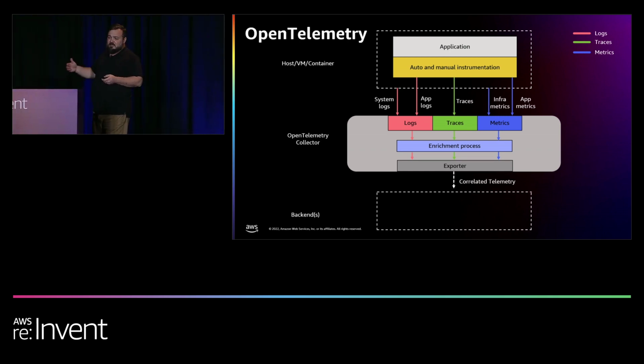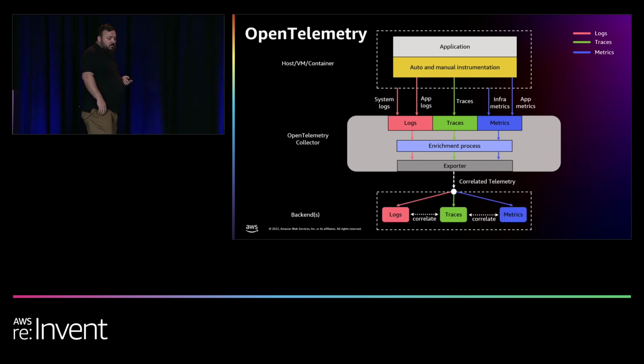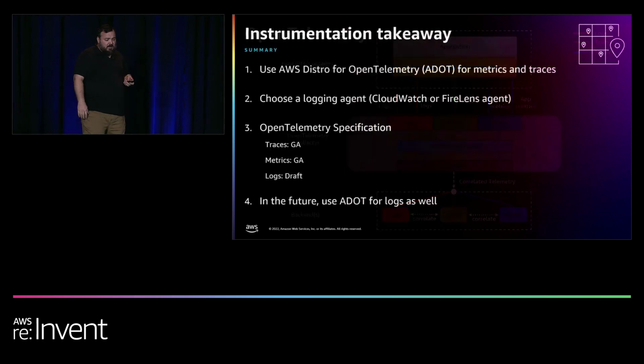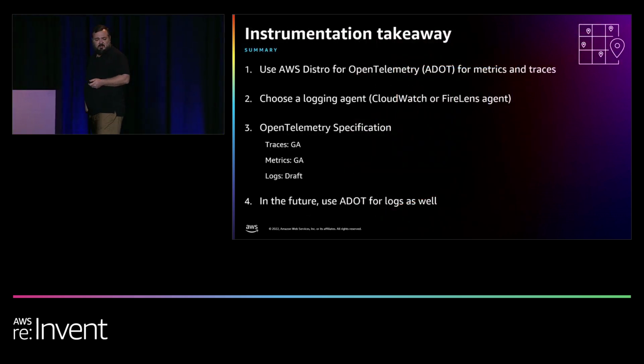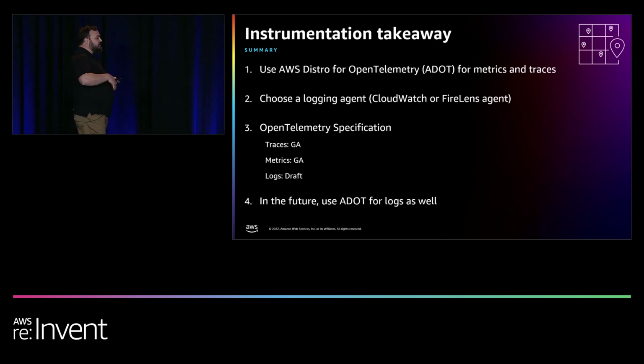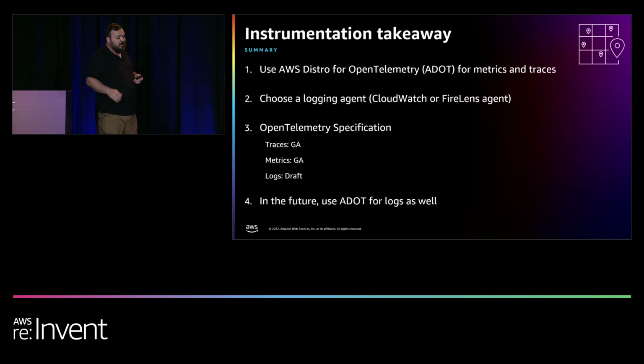And then the idea is that because you have one central place that's collecting all three of these signals, we can do correlation. So the first best practice, just the takeaways here, and then we'll move on to the next one. Start with OpenTelemetry for your metrics and traces. If you choose to use our distro, it's supported by AWS support. You don't have to. You can use other distributions. That's fine. But start with OpenTelemetry.